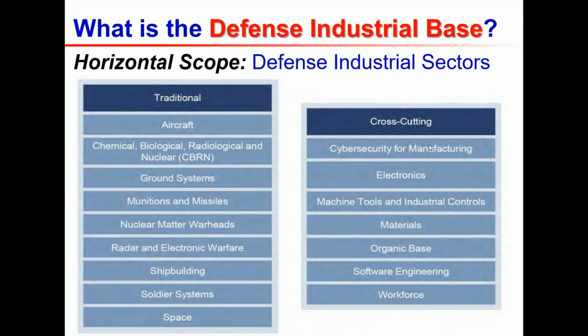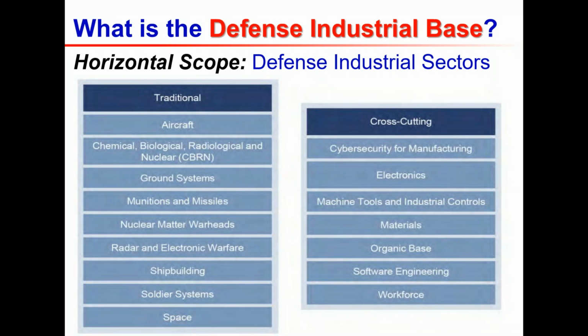But also over here on the right, these cross-cutting industrial sectors: cybersecurity for manufacturing, electronics, machine tools and industrial controls, materials, the organic base, software engineering, workforce. So again, on the right, we have these sectors that would apply across all of the traditional sectors on the left, right? And so part of that research for Executive Order 13806 was to look at each one of these, both traditional and cross-cutting sectors, to analyze it for industrial base risk, and then, of course, make recommendations of what to do about it. All right, so again, that's the horizontal scope of the defense industrial base.